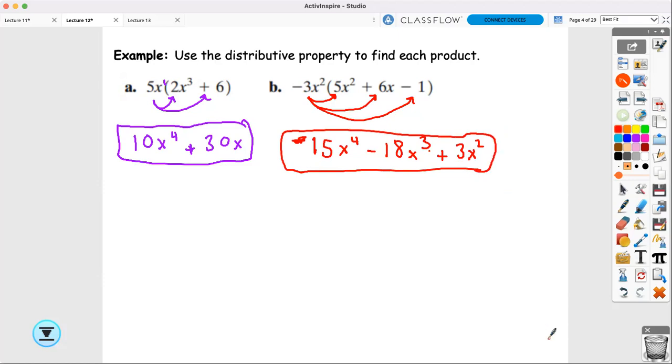Does anyone have any questions on the steps we took for these examples? The distribution, the multiplying, the coefficients, the adding the exponents. Any questions at all? All right, does anyone need extra time to copy this slide down before we move on to the next slide? All right, let's move on.